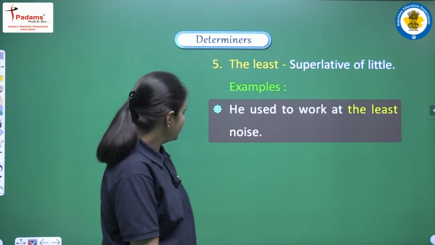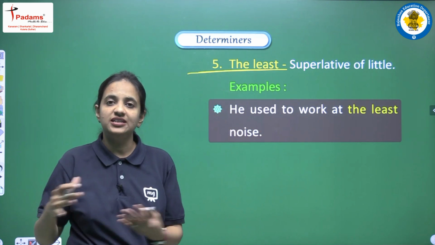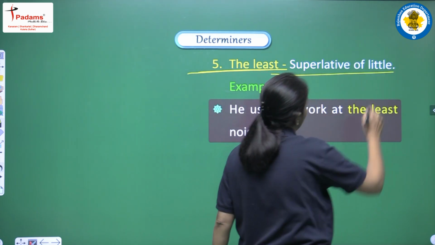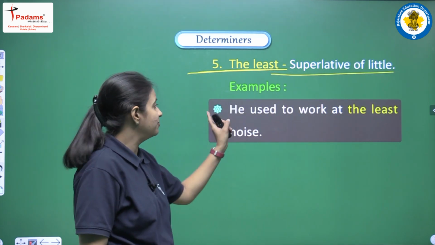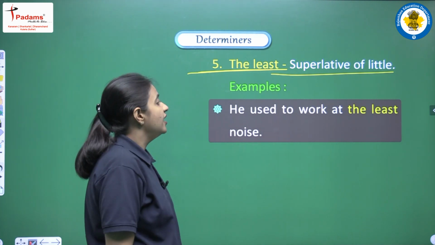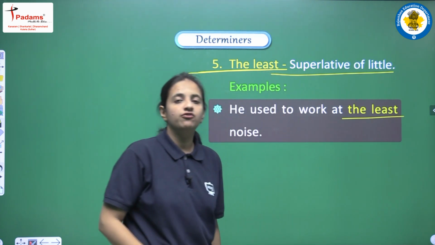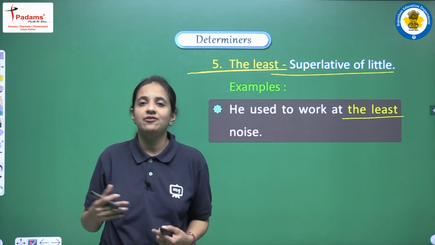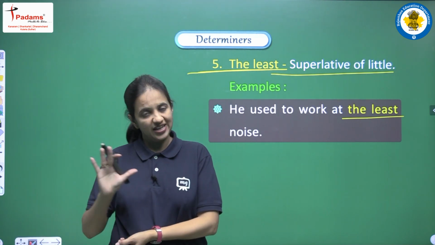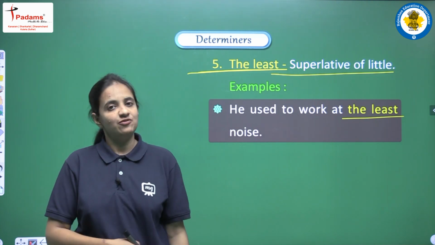Okay. Next we are having the least, that is the last determiner of this little family. So yes, this is the superlative form of little. Let's see the example: he used to work at the least noise. So this is the superlative form of little, just like we had fewest, which was the superlative form of few. Okay. So yes, these are the two categories that we have discussed.